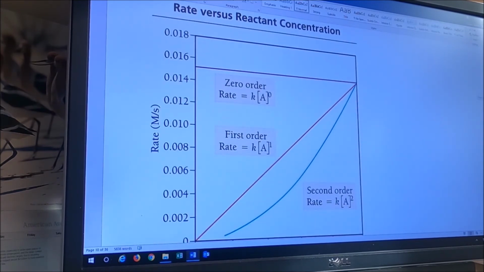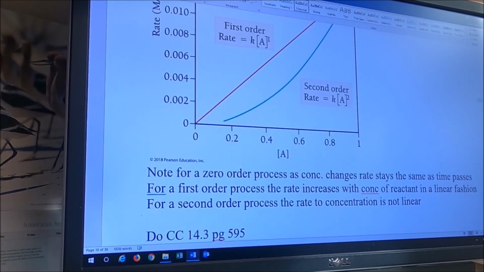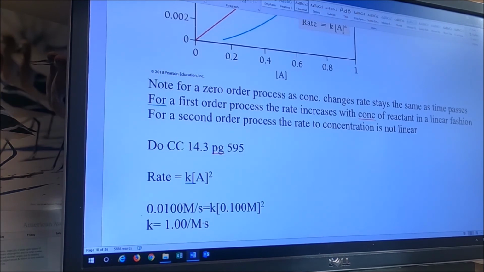Okay? If we look at rate versus reactant concentration, if it's zero order, it's a flat line. If it's first order, it's a straight line, but it has a slope. And if it's second order, it's a curve. Your book really loves graphs. Okay? Note, for zero order, concentration doesn't affect the rate.